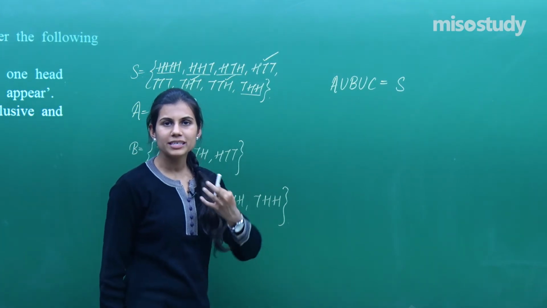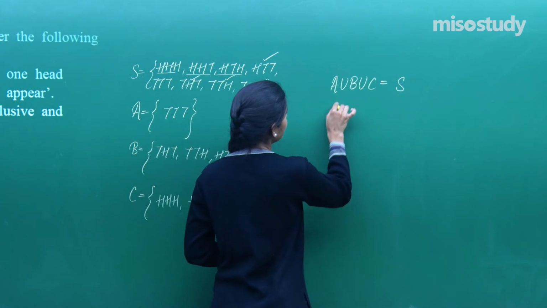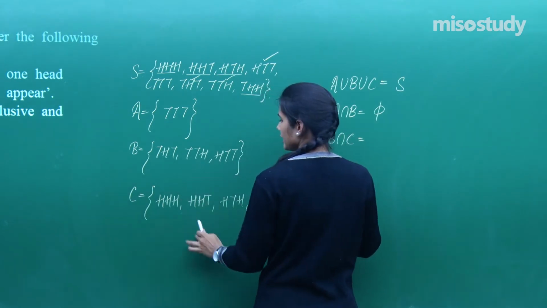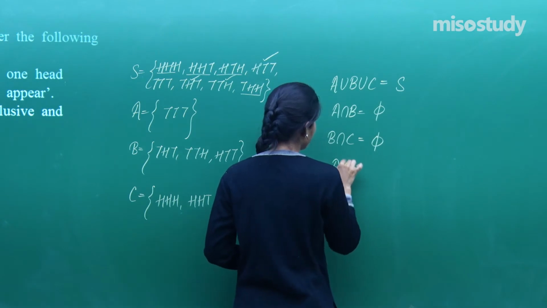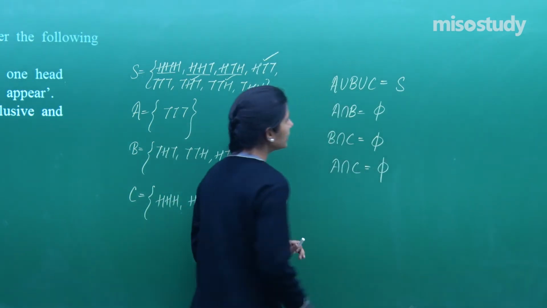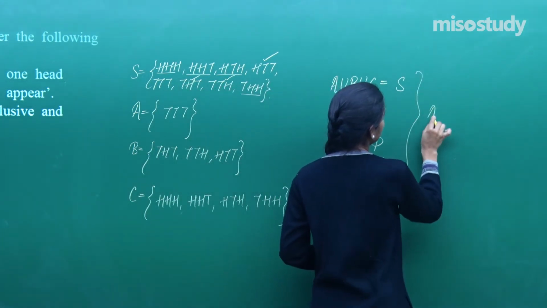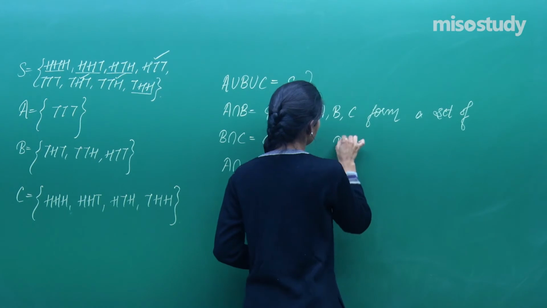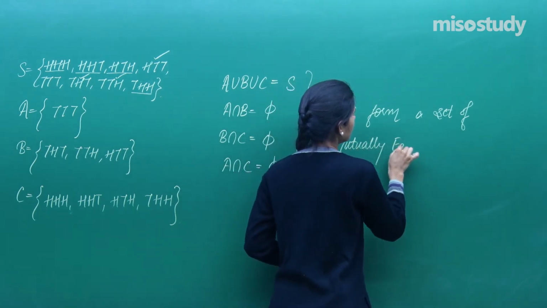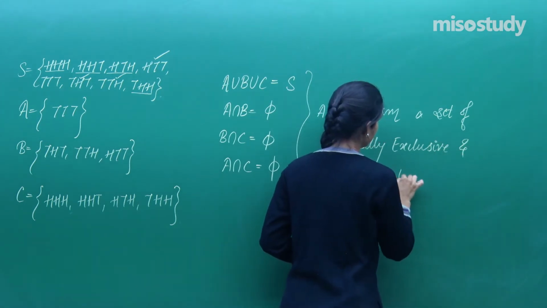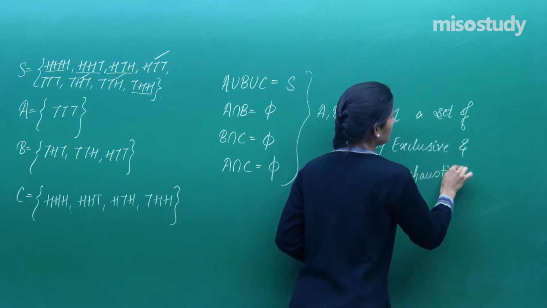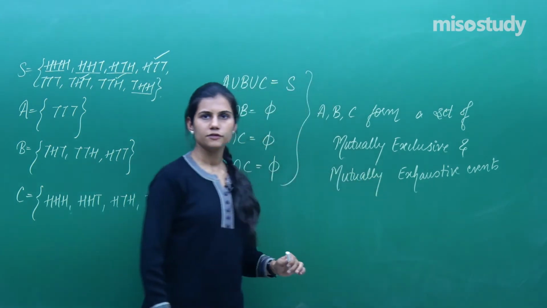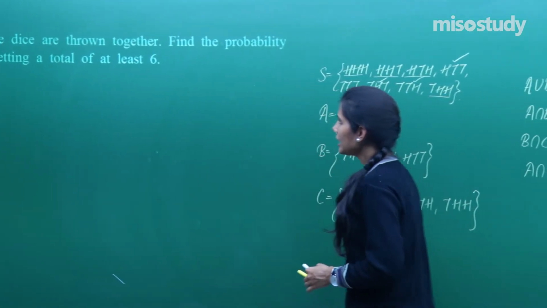Talking about them being mutually exclusive means I want to test the pairwise mutual exclusiveness. What is A intersection B? Nothing is common, so it is empty. B intersection C, absolutely nothing common, again empty. A intersection C, absolutely nothing common, so again empty. So this means that A, B, C form a set of mutually exclusive and exhaustive events. So they are mutually exclusive as well as exhaustive. Clear?